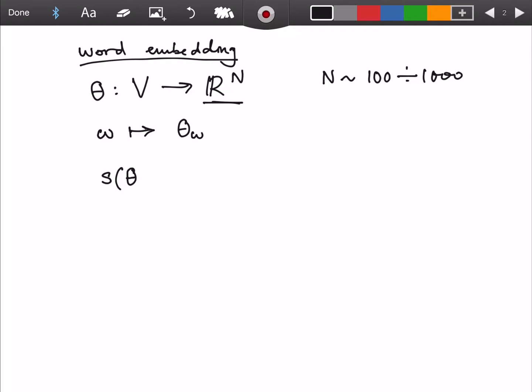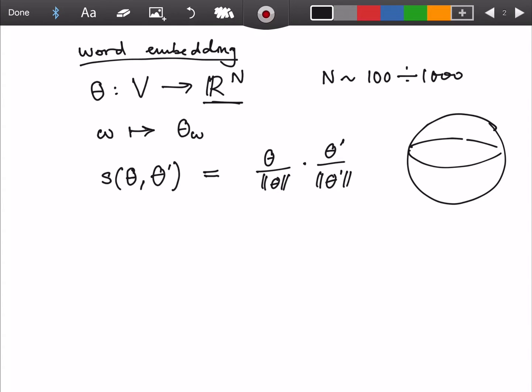S, the similarity between theta and theta prime, two word embeddings, is very often defined as what is called a cosine similarity. For cosine similarity, we take a vector theta, we normalize it by its Euclidean length, and we do the dot product with the other normalized vector. You can think of it as first projecting your vector onto the n-1 dimensional sphere, S^(n-1), and then measuring the cosine of the angle. So the dot product measures the cosine of the angle between the two vectors. This is the normalized theta, this is the normalized theta prime.